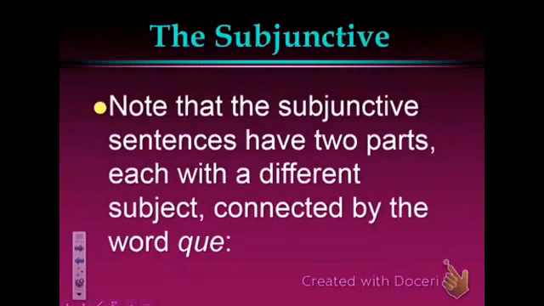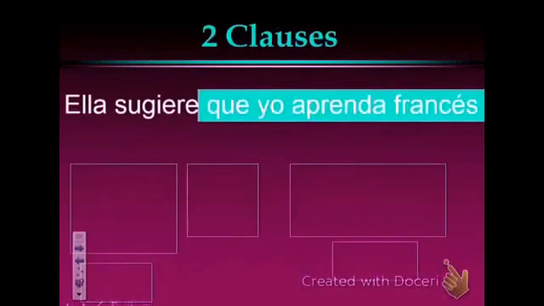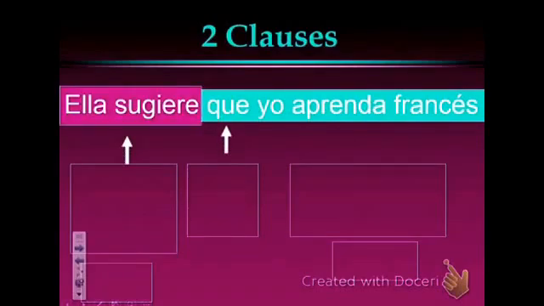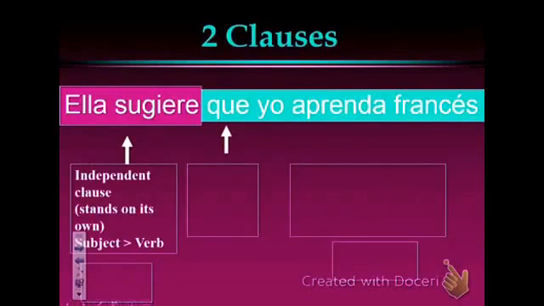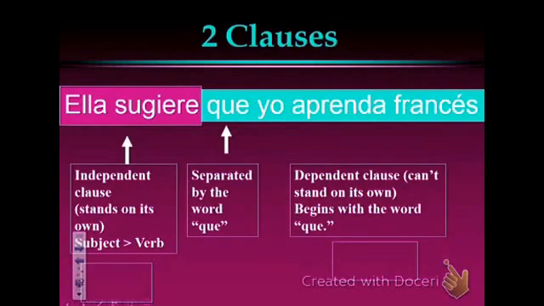Note that the subjunctive sentences have two parts, each with a different subject connected by the word que. That's very important. The first clause is ella sugiere. The second is que yo aprenda francés. Ella sugiere is an independent clause. It has a subject and a verb. Que, there's your connector. And here's the dependent clause. It can't stand on its own.